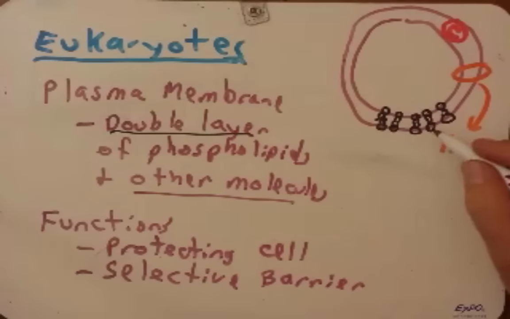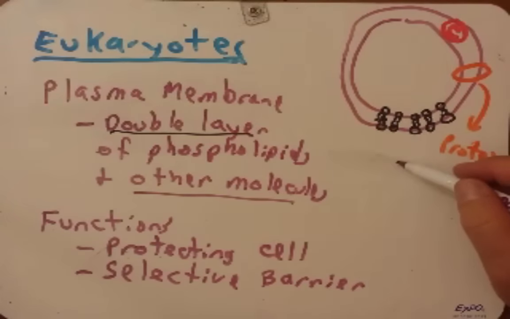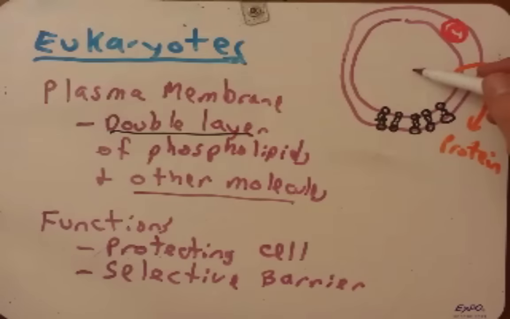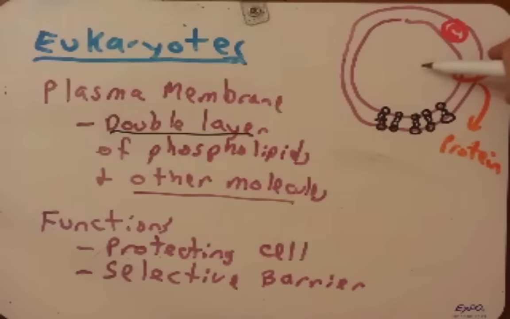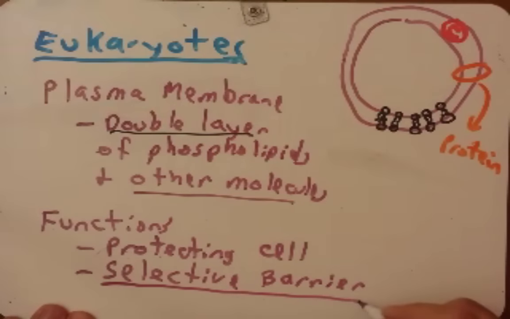Meaning this cell will not allow everything into the cytoplasm. Only limited things can pass through this membrane, and that's because of this selective barrier. This is very important. Now, I said I would point out things that are common in both eukaryotes and bacterium, and this would be one of them. We see this plasma membrane in both bacterium and eukaryotes, as well as archaea.